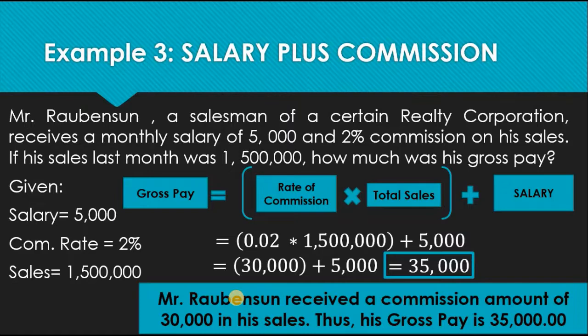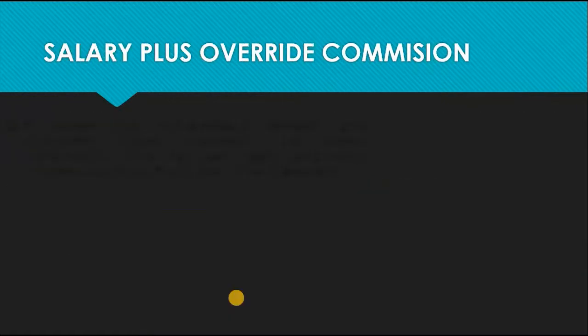The commission amount received by Mr. Robinson is 30,000. The only thing that varies here, compared to the first two types of commission, is the basic salary. That is the fixed amount of salary received by an employee or any person involved in an agency. Easy, right? Okay, so let's proceed to the last type of commission.